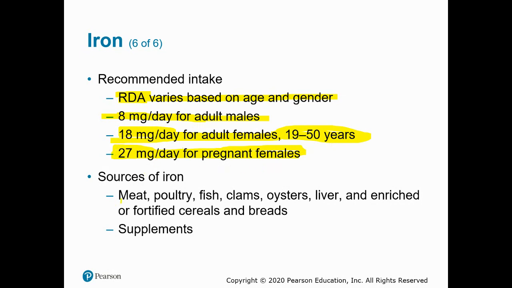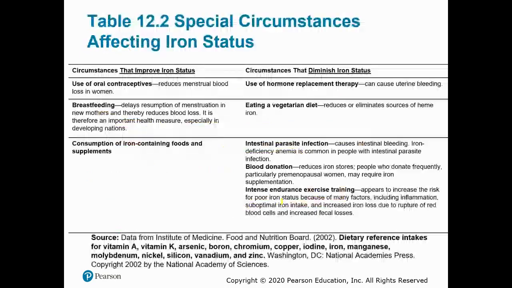And then food sources of iron, so certainly any animal foods. Liver, of course, can be a good source of iron because that's where animals also store some iron. And then this says enriched and fortified cereals and breads, which is true. And you can also get iron from some whole grains and some legumes. And then, of course, supplements could be a source.